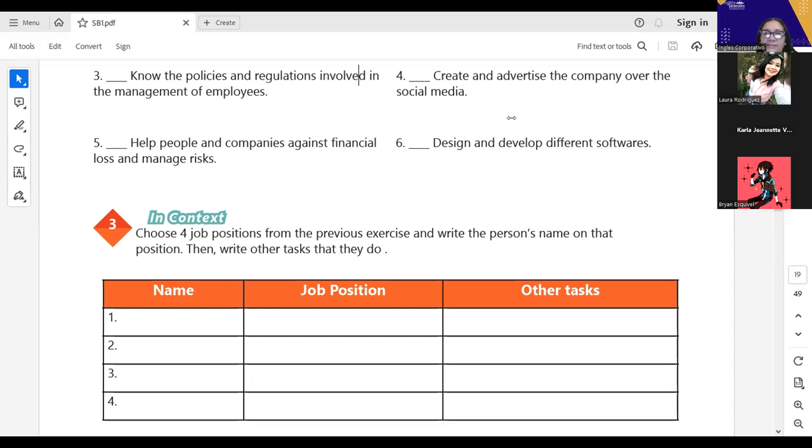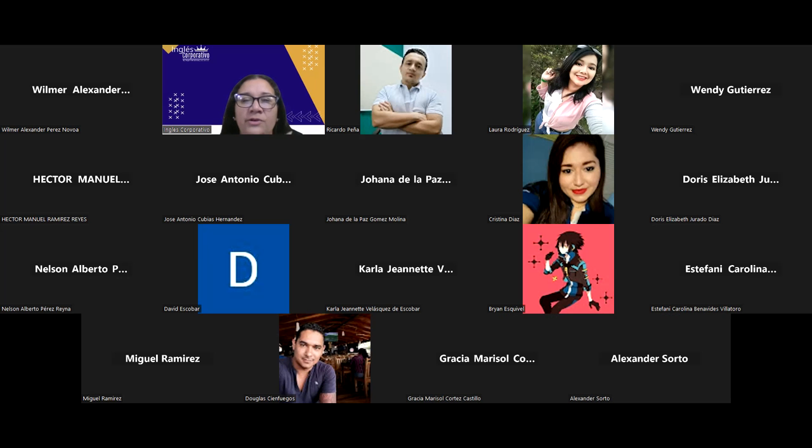Everybody completed the information of the task or responsibilities that you have at work? Okay. So now you can write the names, complete the chart, the job position, and other tasks. Probably you are not very sure of the job position your partners have, but that's okay. We are going to compare, or you're going to confirm at least. Maybe you can write the name of the people in your own group so that you can ask other questions if you have. All right.